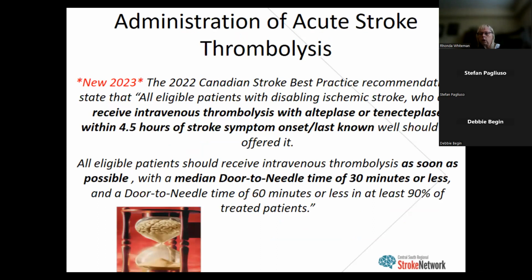And so the new for 2023, based on upcoming evidence that I'll talk about, is that all eligible patients with disabling stroke who can receive it, and we know there are inclusion and exclusion criteria for thrombolysis, should receive it with either alteplase or tenecteplase within 4.5 hours of symptom onset or last known well. Also, that they should receive it with a median door to needle of 30 minutes or less. We know 2 million brain cells die each minute blood supply is cut off, so we want to restore that blood supply as quickly as possible.